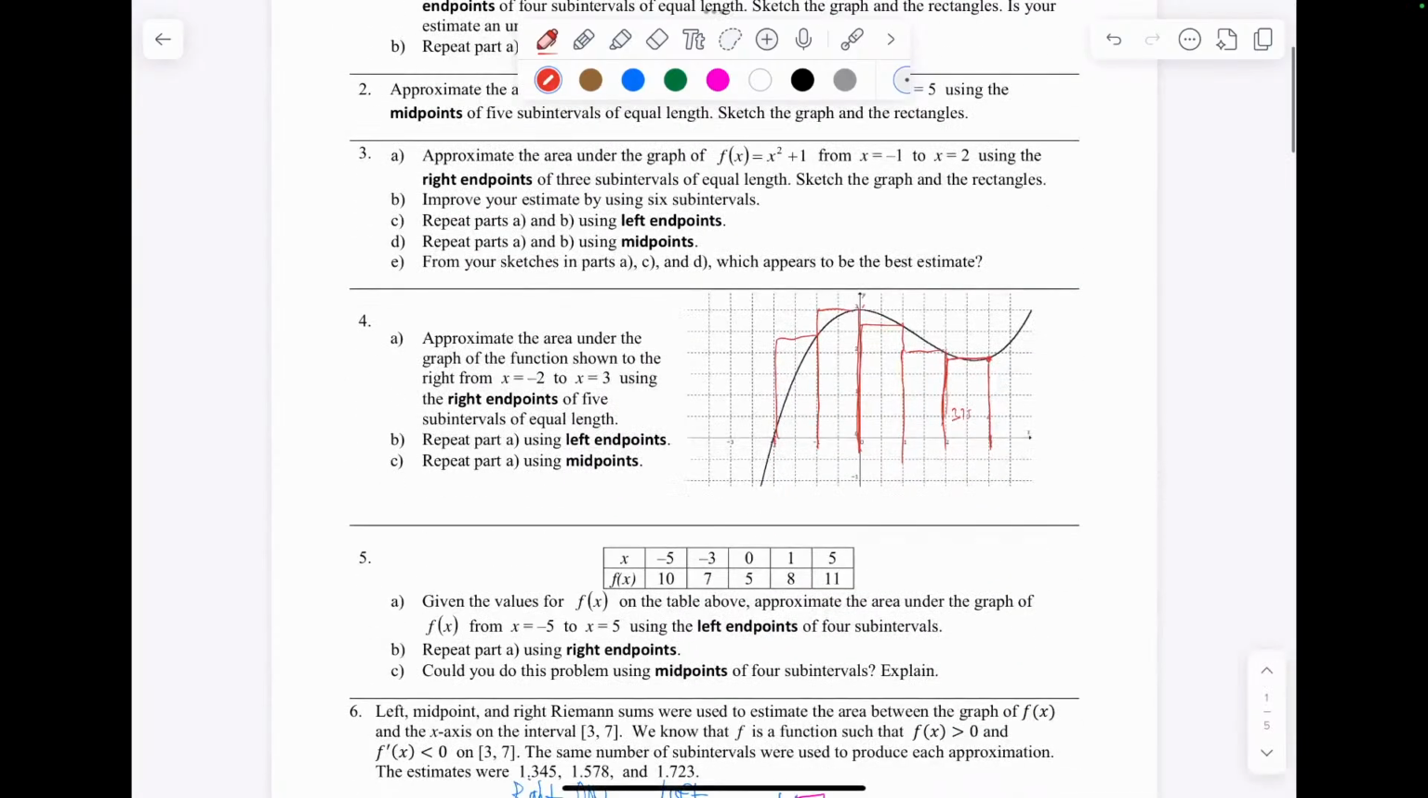So number 4 is drawing. I draw the right endpoint. You gotta learn how to draw, because if you draw correctly, you can figure out whether it is an over approximation or an under approximation. Are we good?